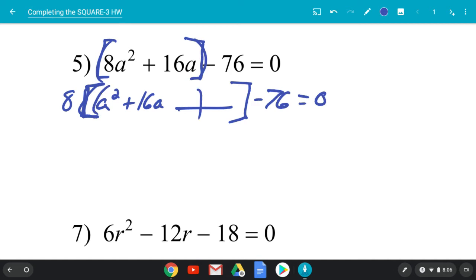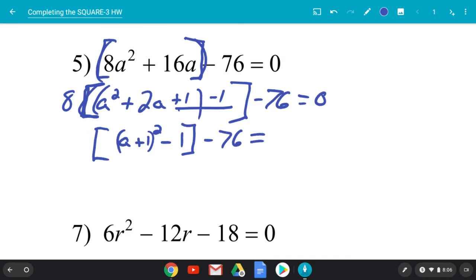16 divided by 2. Oops, that's not 16, is it? I almost made a boo-boo. It's going to be 2 because I'm pulling out that a. Right? I'm pulling out the 8. Sorry about that. So 2 divided by 2 is 1. 1 squared is 1. So I'm going to add 1, subtract 1. Now I can factor to have a plus 1, quantity squared, minus 1, minus 76 equals 0.